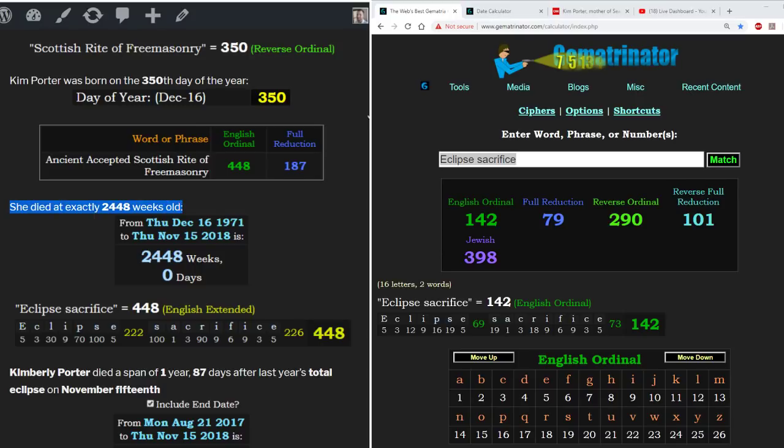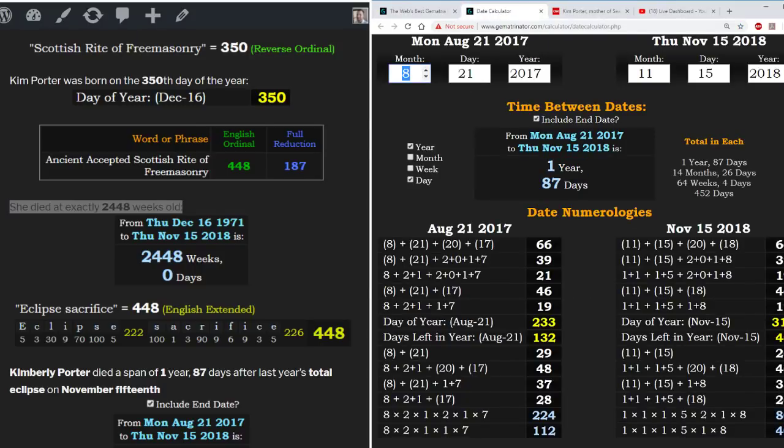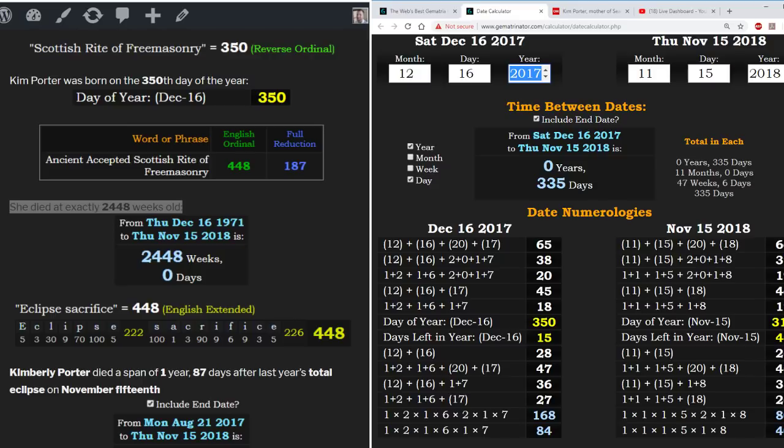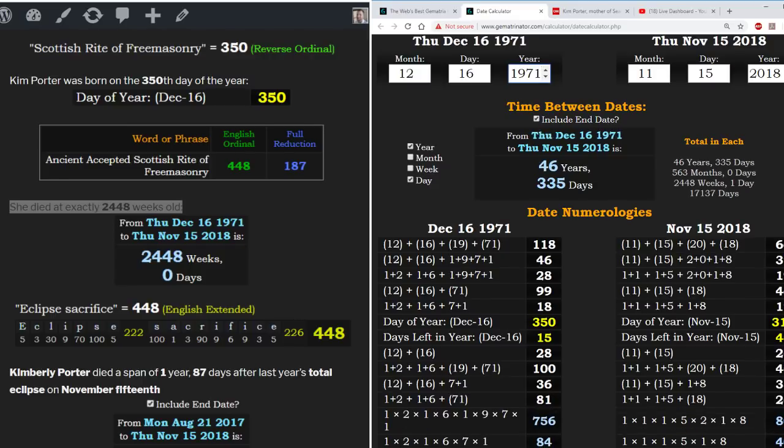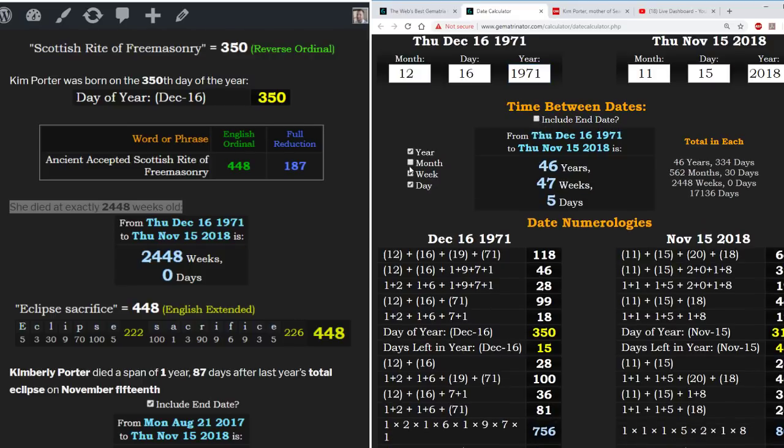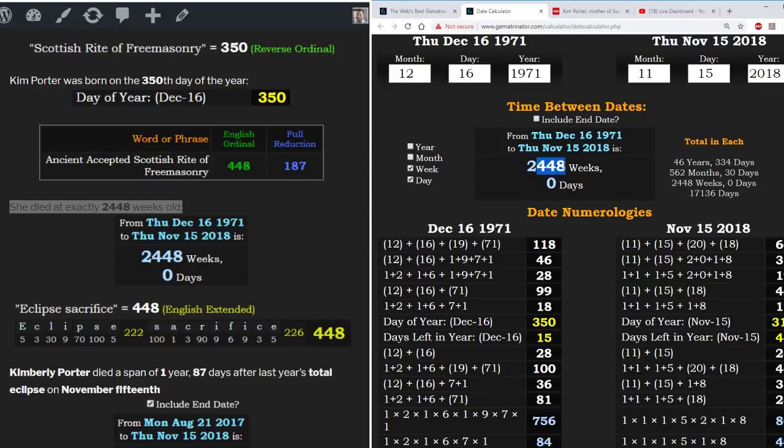But check out how old she was when she died. Kim Porter, born December 16th of 1971. This means on the date she died, she was exactly 2,448 weeks old, perfect for an eclipse sacrifice.